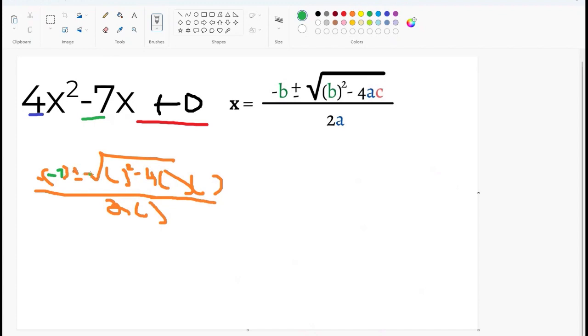Okay, so anyways, plus minus the square root of, and then b again, right? So -7 squared, minus 4 times a, right? So that's 4. And then c is 0, right? And then 2 times a, so 2 times 4. Okay, so now let's simplify this. So this is times 0. Anything times 0 is 0, right? So this is non-existent now. It's nothing, so this will not affect our answer, so we don't need to worry about that now.